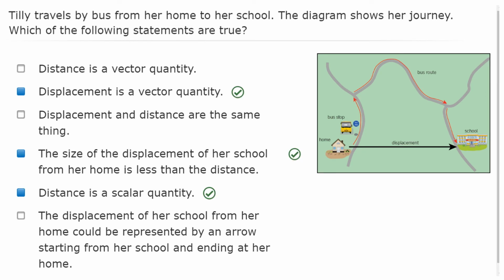Displacement is a vector quantity, okay? Distance is a scalar quantity because it doesn't have any direction. Displacement and distance are the same thing. No, that's not true at all. And the size of displacement from a school, from home, is less than the distance. That is often the case when we're looking at any mode of transport. Distance is a scalar quantity. And lastly, the displacement for a school from a home could be represented by an arrow starting from a school and ending at a home. No, that is not true, because it's in the wrong direction.